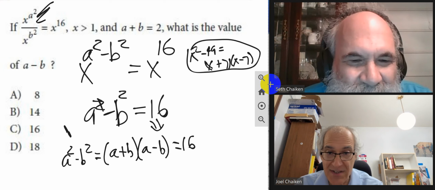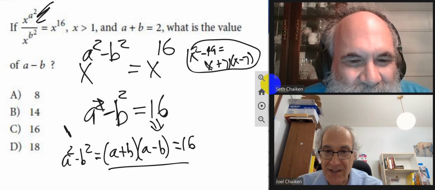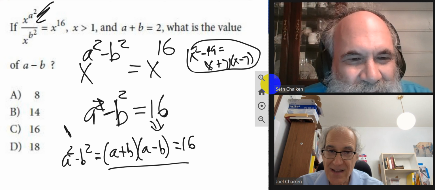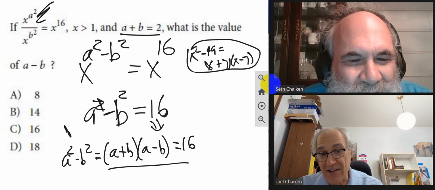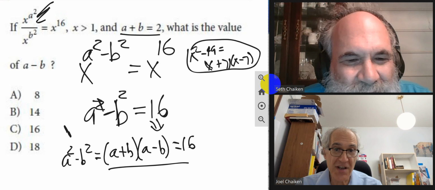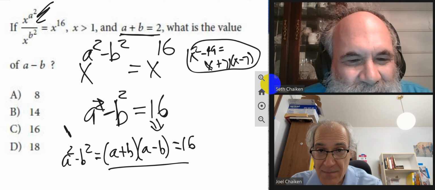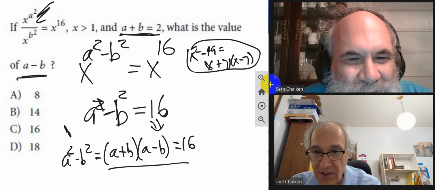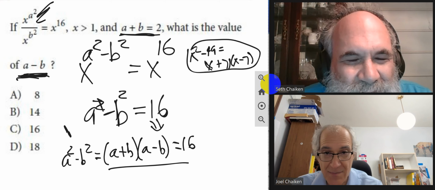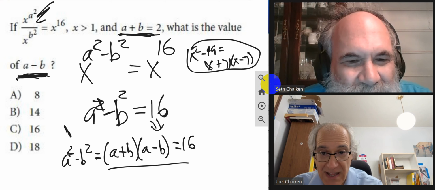Now you stare at this thing. Now you read the rest of the question. x is greater than 1. Seth will say whether that's important later. And a plus b is equal to 2. Now this is algebra. Guess what? Substitution time. We also have to keep an eye on the goal. They are asking what is a minus b. Now notice they told you that a plus b is equal to 2. See this?